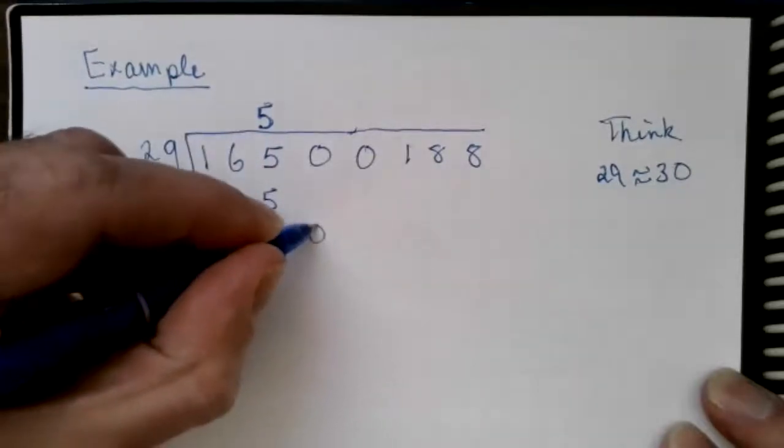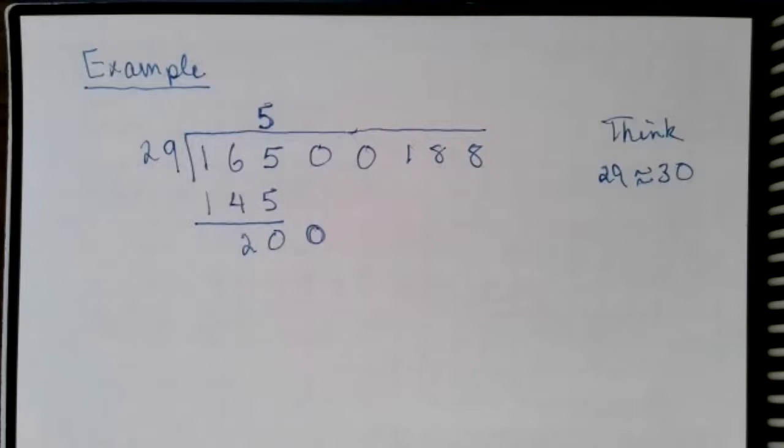29 does not go into 20, so 200. So we're thinking of what multiple of 29 is going to get me as close as possible to 200 without going over. And of course, to figure that out, we estimate what multiple of 30 is going to get me as close as possible to 200 without going over. Six, because 6 times 30 is 180. If I went to 7, 7 times 30 would be 210. That's too much, so we use 6.